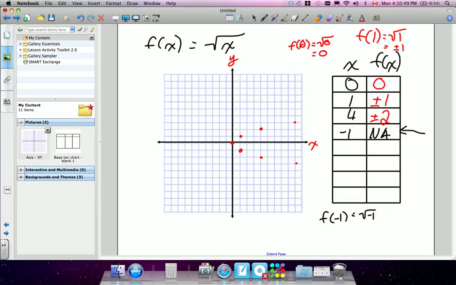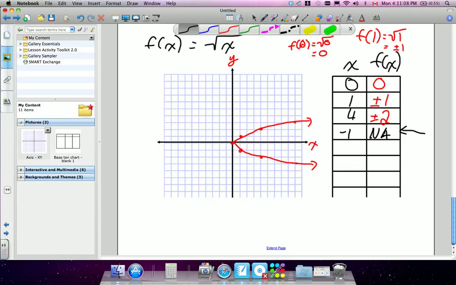So essentially what they're saying is after the 0 to the left of it, this function doesn't exist, okay? So essentially, this is essentially what I have. And if you take a look, it looks like a parabola. The only difference is that it's sideways, okay? So let's talk about the domain and range of this one.